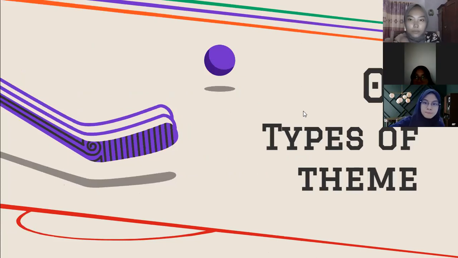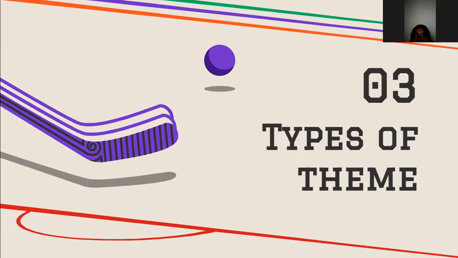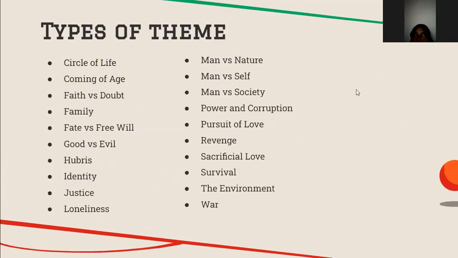So the third one is types of theme. There are so many themes. If we had to discuss them one by one, we wouldn't have enough time to do that. So we can summarize them into this list, which, as you can see, has at least 20 types of themes in common in general.